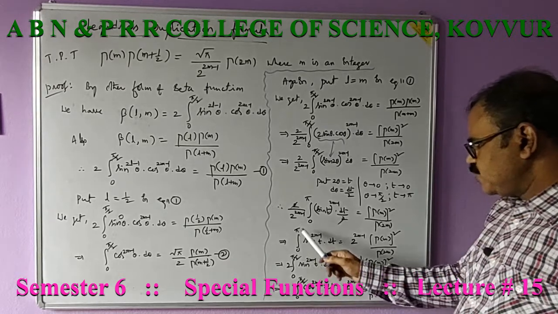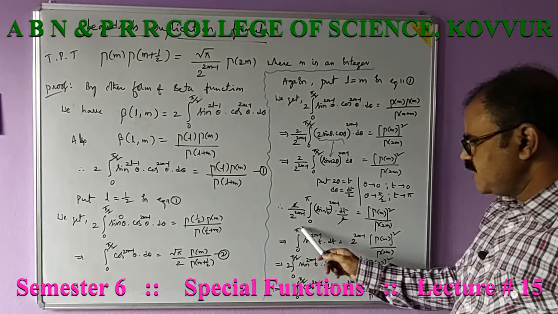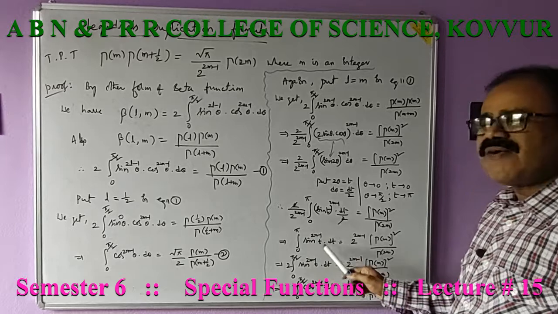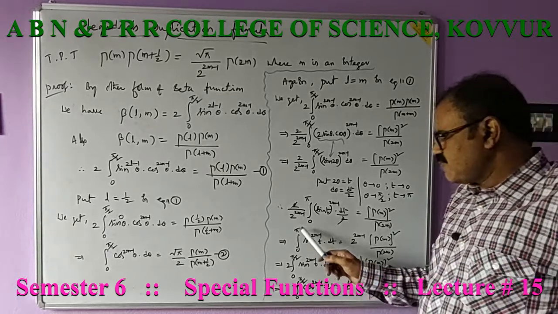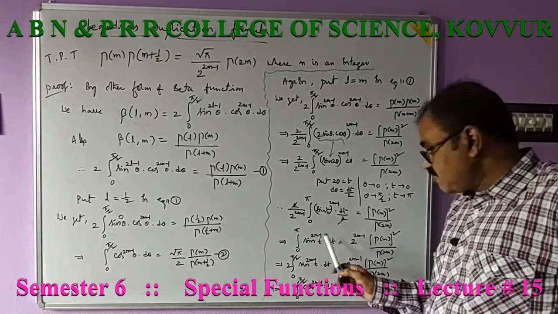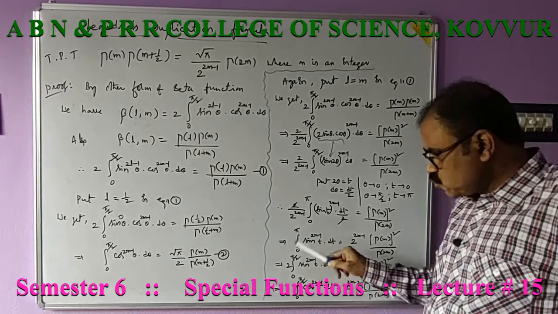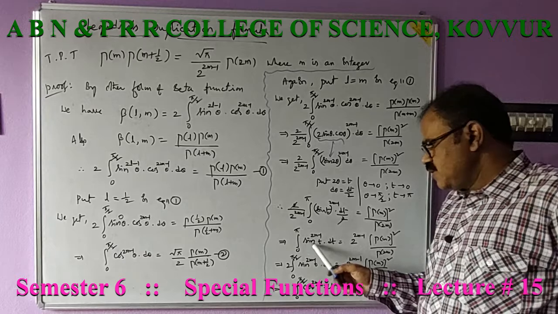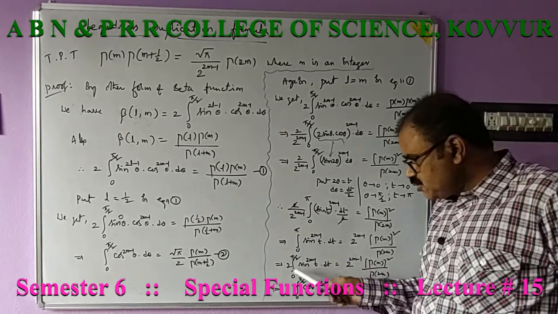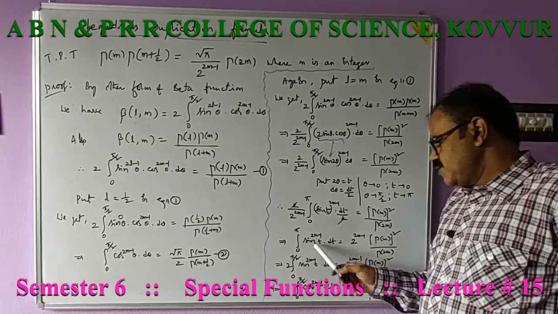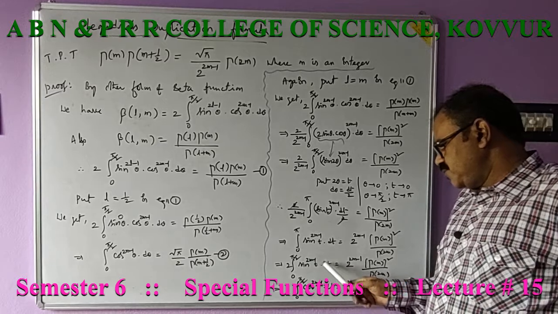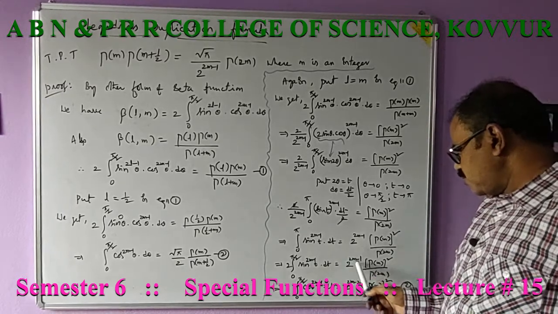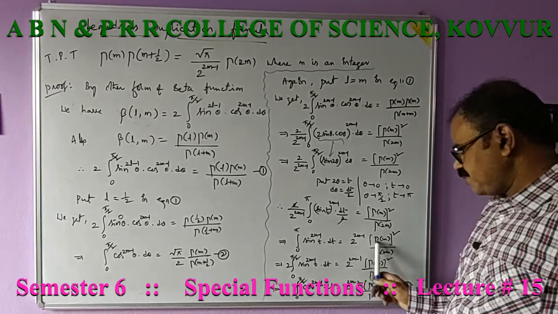So this is from 0 to pi, the integral of sin to the power of n theta d theta. This is of the form 0 to pi sin to the power of n theta d theta. That can be written as 2 into the integral from 0 to pi by 2 of sin to the power of n theta, which can be written as 2 into the integral 0 to pi by 2 of sin to the power of 2m minus 1 theta d theta, is equal to 2 to the power of 2m minus 1 on the right hand side.